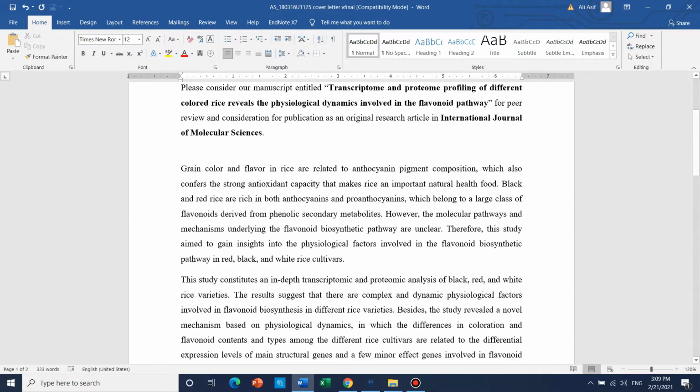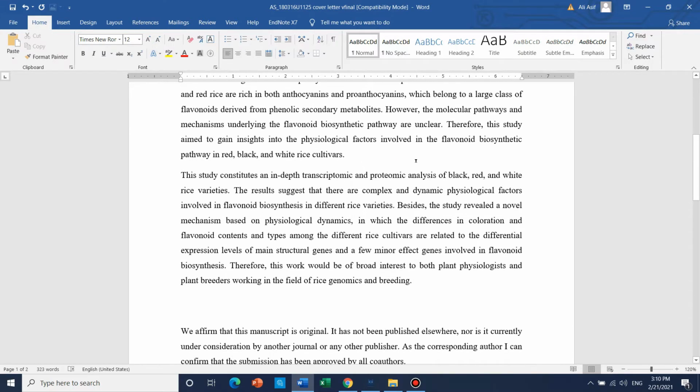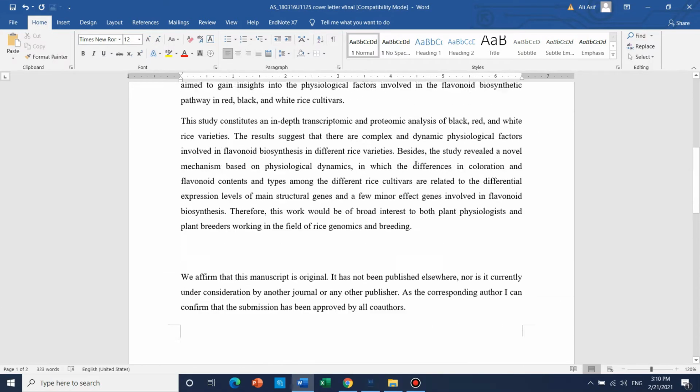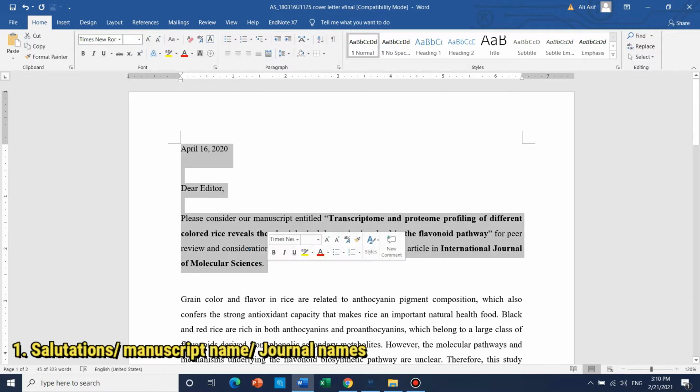Whenever we have to submit any manuscript to any journal, we have to send a cover letter accompanied with our manuscript. There are 5 important parts of a cover letter. We will discuss them one by one. So let's begin. The first part is the salutation.